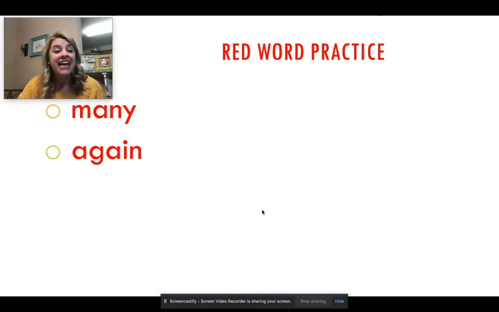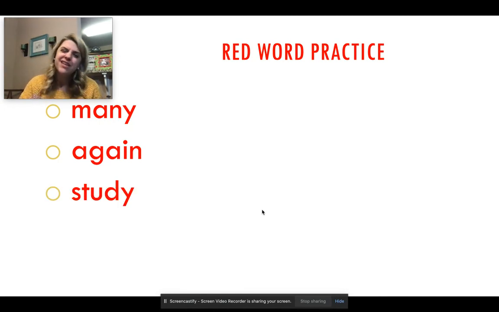Our next word is again. If I hear somebody say, do it again, that means they want it to happen over and over. Okay, so our word A-G-A-I-N spells again.